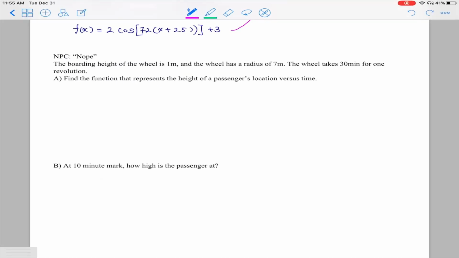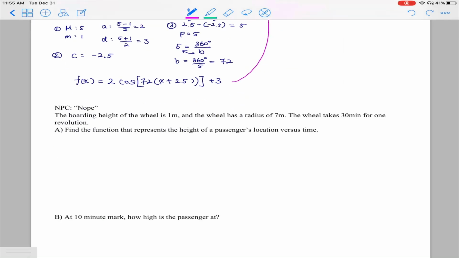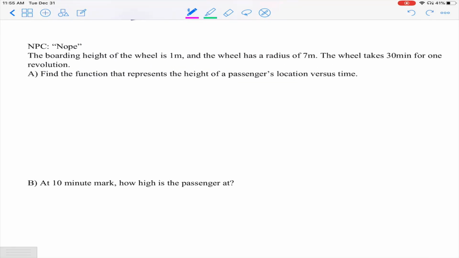Then the last example of this lesson is the actual word problem, since we have mastered how to find the equation from a given graph. So for the word problem, it's exactly the same. But when you're dealing with a word problem, the most important thing is you have to draw the approximate diagram, not the actual graph of it, but a diagram that represents the situation. So let's take a look.